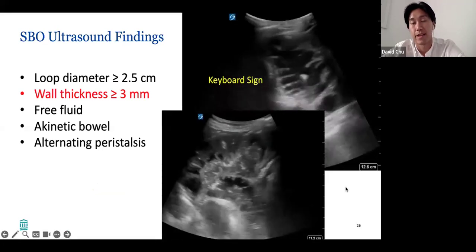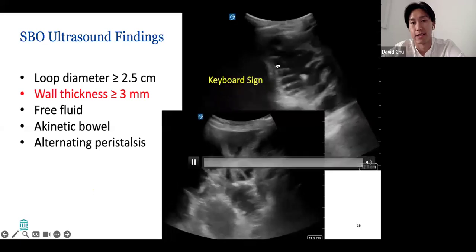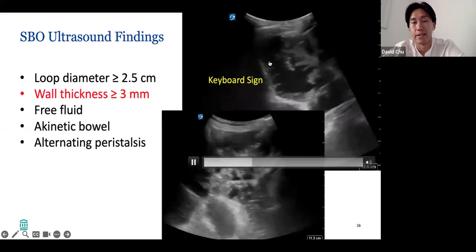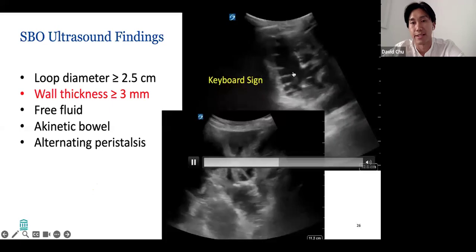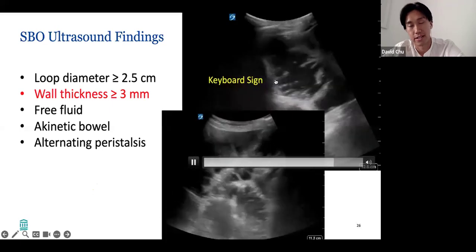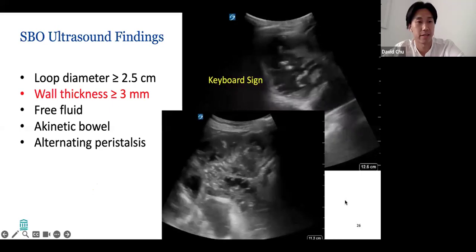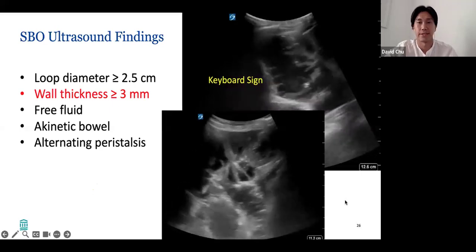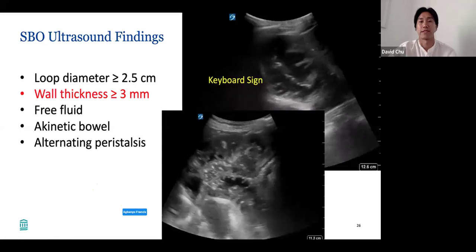Keyboard sign is basically the plicae circularis inflamed and edematous, these outpouchings going into this anechoic lumen. And it just looks like the keyboard on a piano. So if you hear keyboard sign, that's a common finding that you see with small bowel obstruction on ultrasound.